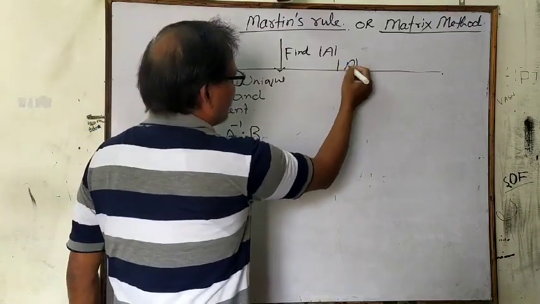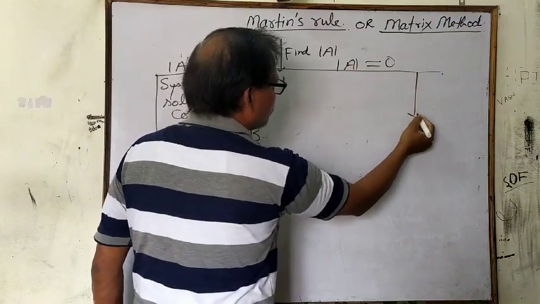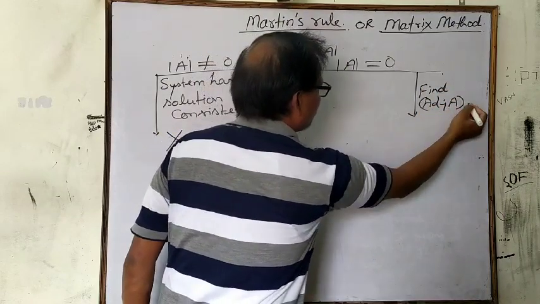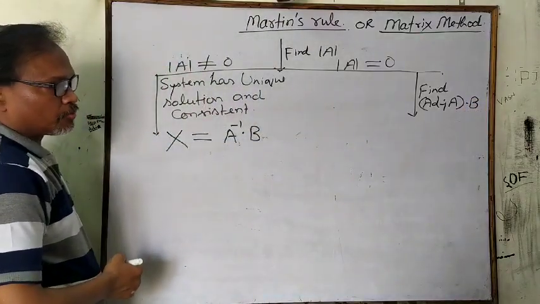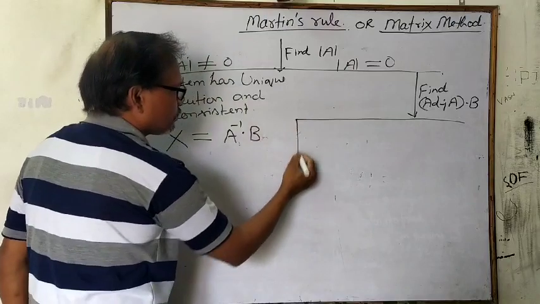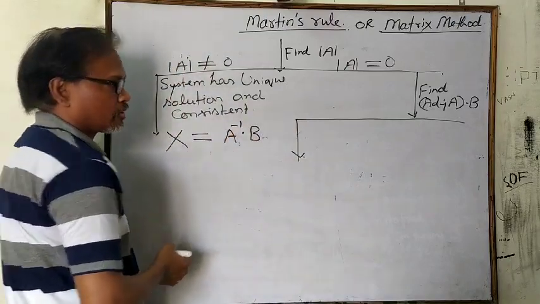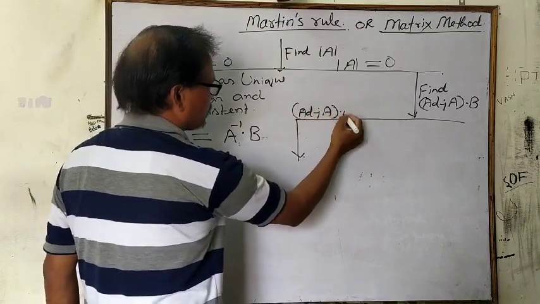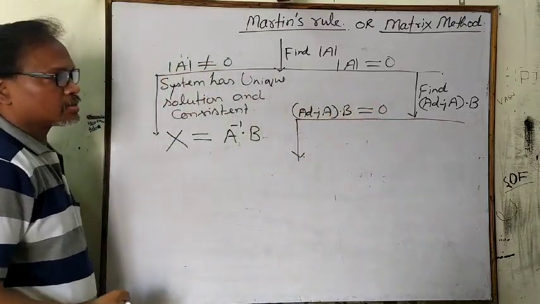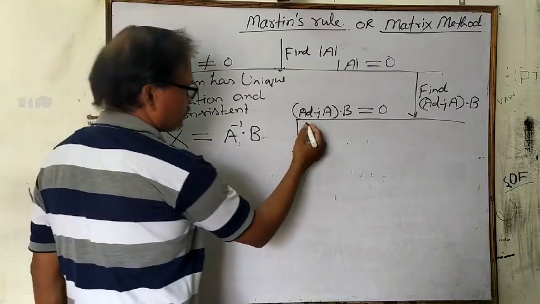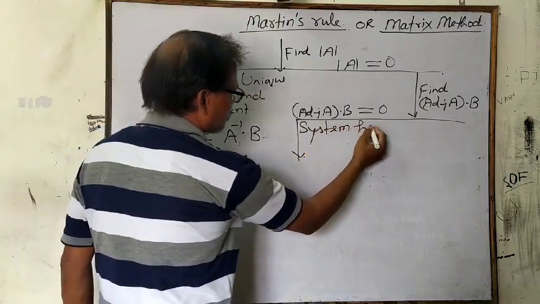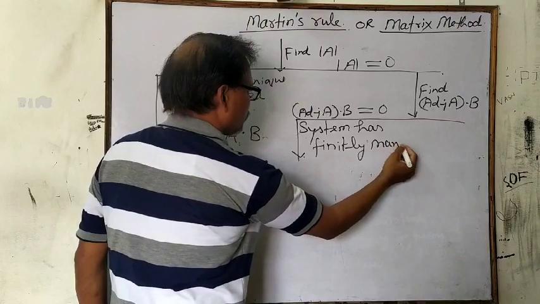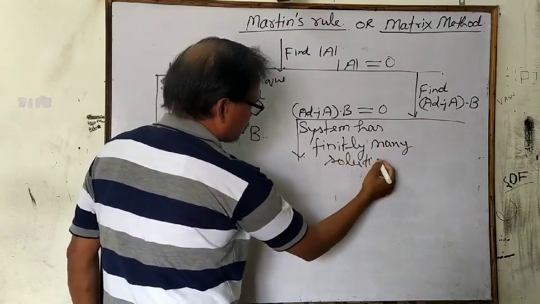But if mod A is equal to 0, in this case, you will find adjoint A dot B. There are two cases. If adjoint A dot B is equal to 0, then the system has finitely many solutions.